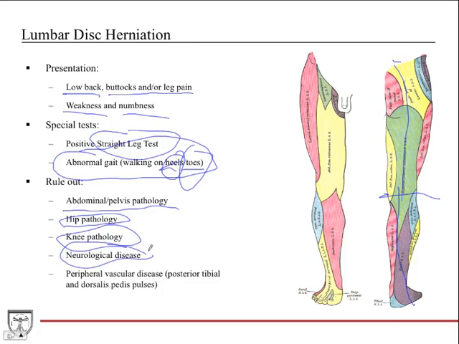You'd want to rule out, again, neurological disease such as MS, Lou Gehrig's disease, spinal tumors as well, anything like that. And then peripheral vascular disease also can present with leg pain. A way you could test that just in a doctor's office is you test the posterior tibial and dorsalis pedis pulses. Posterior tibial is right here behind the medial malleolus, which is that bony prominence on the medial side of your ankle there.